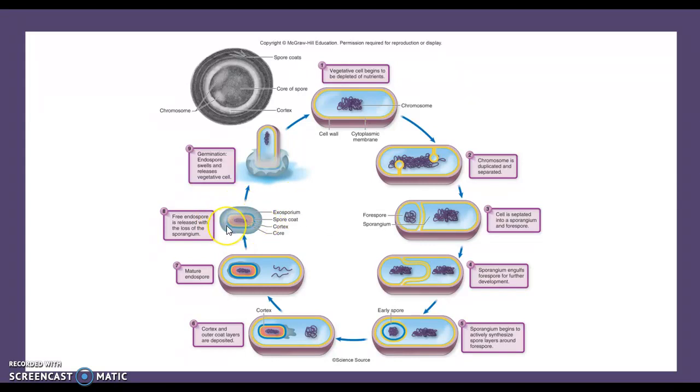the spore is in an environment where the cell can survive, so the heat has been reduced or water has become present or the pH has changed, then the spore germinates and it swells. These outer layers rupture and the vegetative cell is released. So this is the process of germination and sporulation.